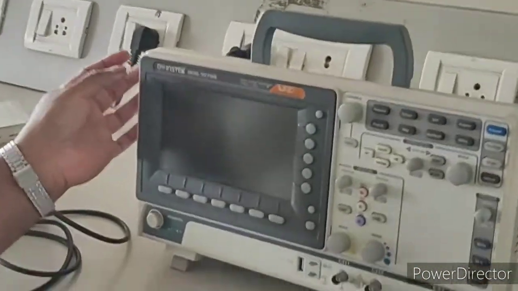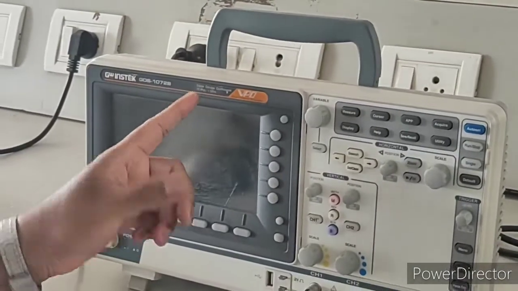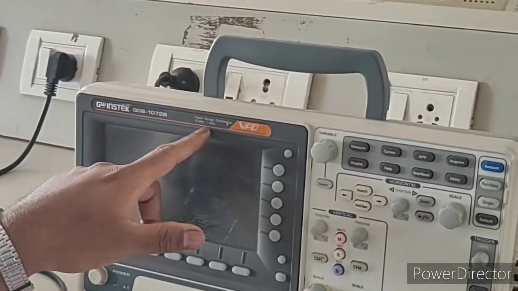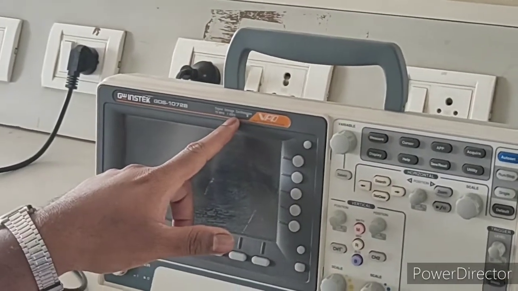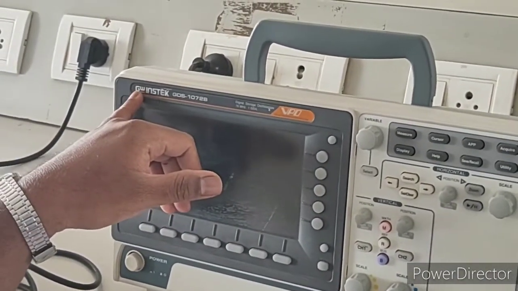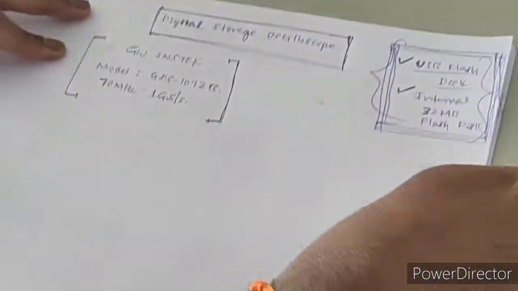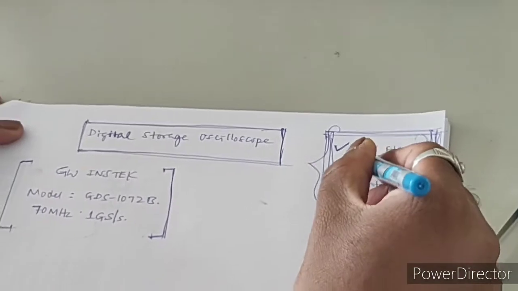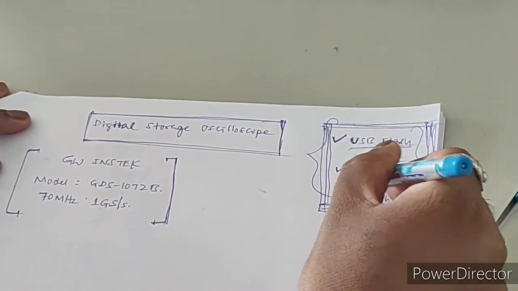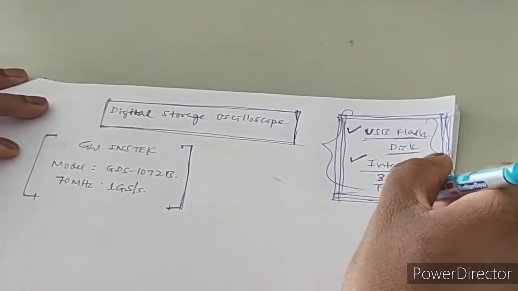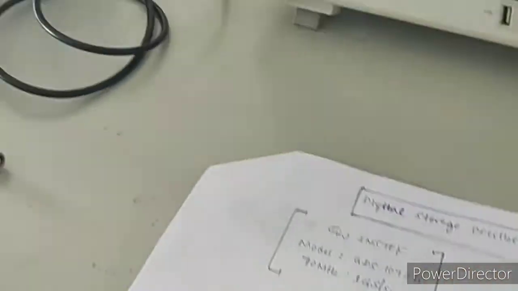For that reason we are having a digital storage oscilloscope, range 70 megahertz, 1 gigahertz samples. It is the make of GW Instek, Goodwill company. The features of this oscilloscope are that it has a USB flash disk and internal storage up to 32 MB flash disk. To measure the signals we have a source here, function generator; two signal generators we have taken.